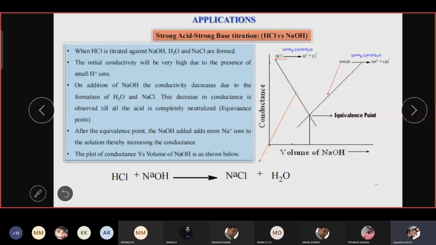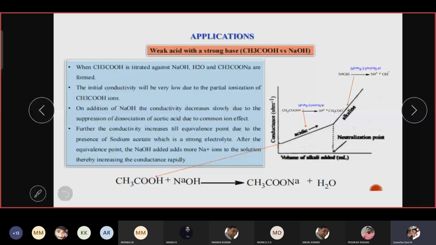Acetic acid is a weak acid. So the H+ ions of acetic acid first show less conductance. Slowly, when you keep adding NaOH, the conductance increases because of the OH- ions of NaOH, a strong base. So here also it gives a neutralization point. Initially it shows less conductance, and slowly it increases. So we have seen both cases: the strong acid and the weak acid.